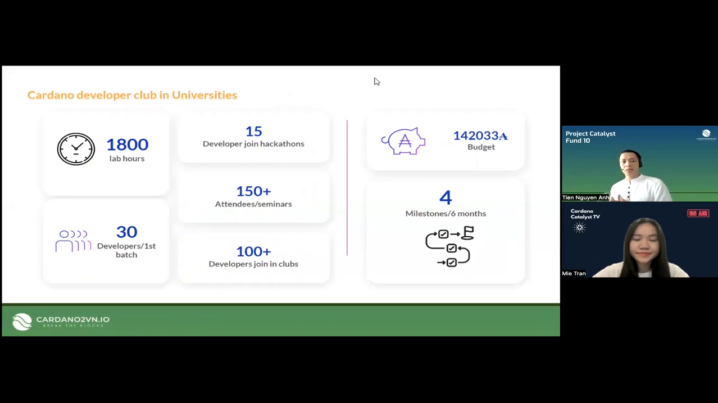And here are some KPIs of our project. Because it's a lab, we estimate that we will provide 1,800 lab hours for our students. We will have 30 developers in the first batch, and it will be more in the next funding round. We also estimate 150 plus attendees at our seminars and 100 developers or IT students joining our club. These are the KPIs I would like to mention. Our project will last for 6 months with 4 milestones.